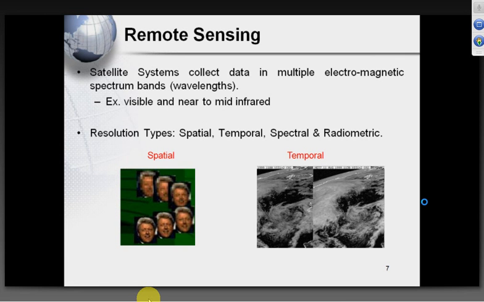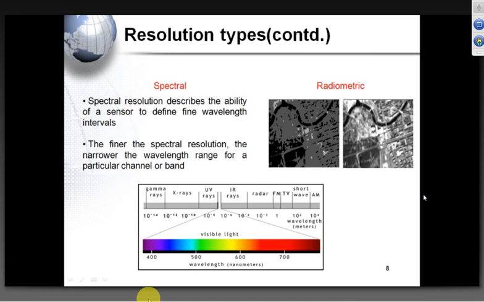Third one is spectral resolution. Spectral resolution describes the ability of the sensor to distinguish and to define wavelength intervals. It comes under spectral resolution. The finer the spectral resolution, the narrower the wavelength range for a particular channel or band. Visible light is shown here.